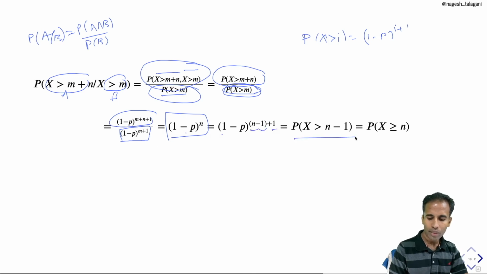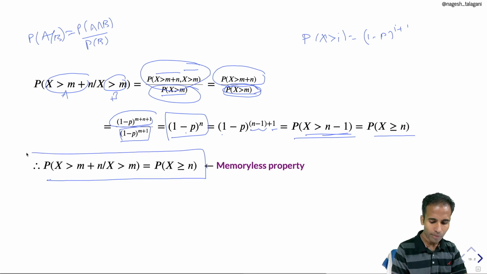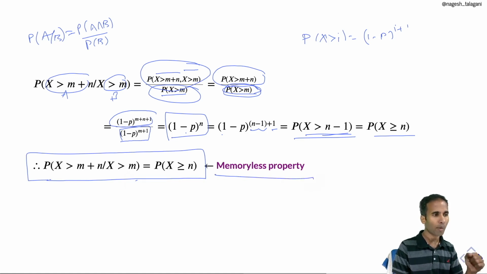So we can write this one as probability of X bigger than n minus 1. Probability of X bigger than n minus 1 we can also write like this, because X bigger than n minus 1 means X actually greater than or equal to n. So we got it. The probability of X bigger than m plus n, given that X bigger than m, equals probability of X bigger than or equal to n. This is something called the memoryless property.